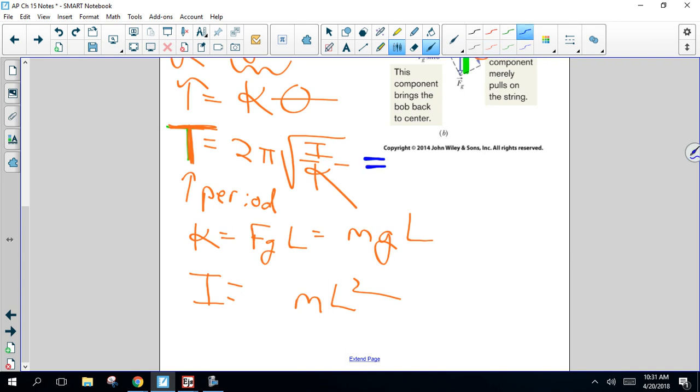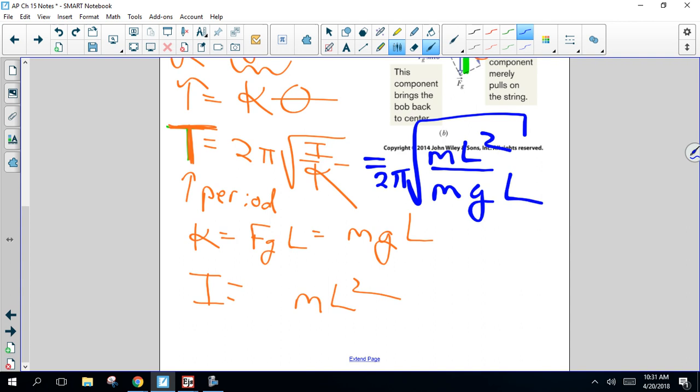So let's plug in our numbers. So you get, let's see, I is ml squared. T is 2 pi times the square root of I over kappa, and kappa is mgl. Why am I happy? Because the m's cancel. One of the l's cancel. And you're left with the equation at the top of the page there. So I'm going to draw a smiley face, and then I'm going to answer Adam's question.